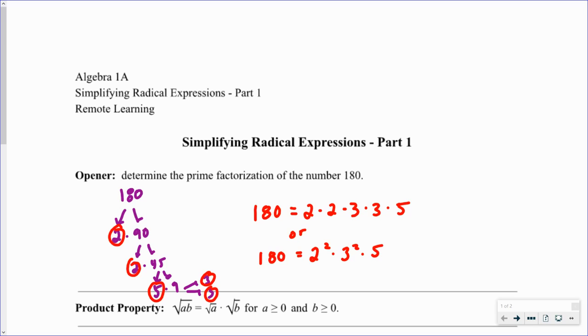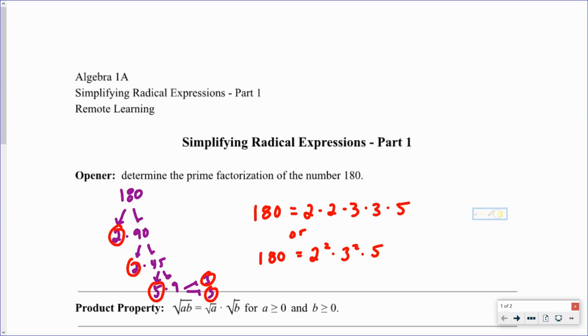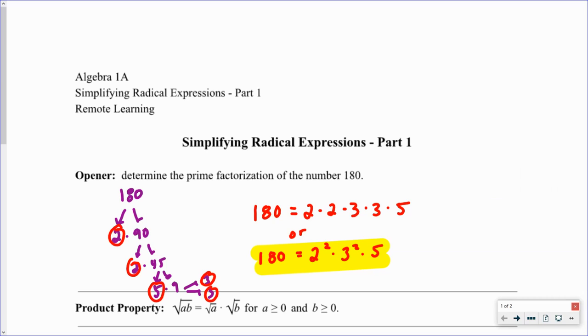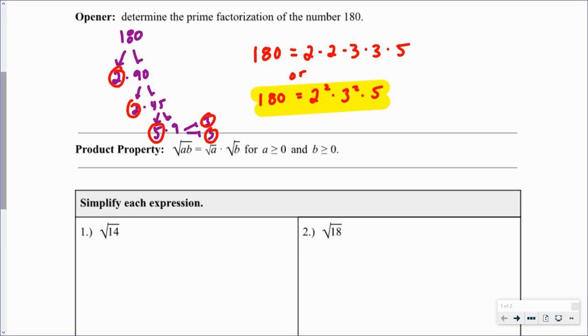Now, when we're simplifying square roots, being able to find the prime factorization of a number is probably the easiest method. It's not the most efficient method. So I'll show you the easiest method and the most efficient method for simplifying radicals in just a minute. But again, it's definitely going to come back to this idea of prime factorization. All right, so let's quickly look at a property of, in this case, just square roots, but this idea applies to all radicals.